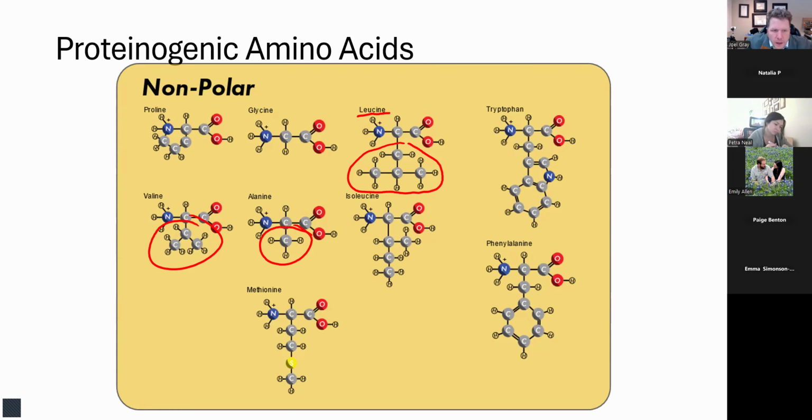Now, in terms of the one letter codes, proline is P, valine is V, glycine gets the G, alanine gets the A, methionine gets the M, leucine, L, isoleucine is I, tryptophan, and phenylalanine. Well, these don't align. However, these are two examples that go back to that phonetic pronunciation. Tryptophan gets a W, and phenylalanine gets the F.